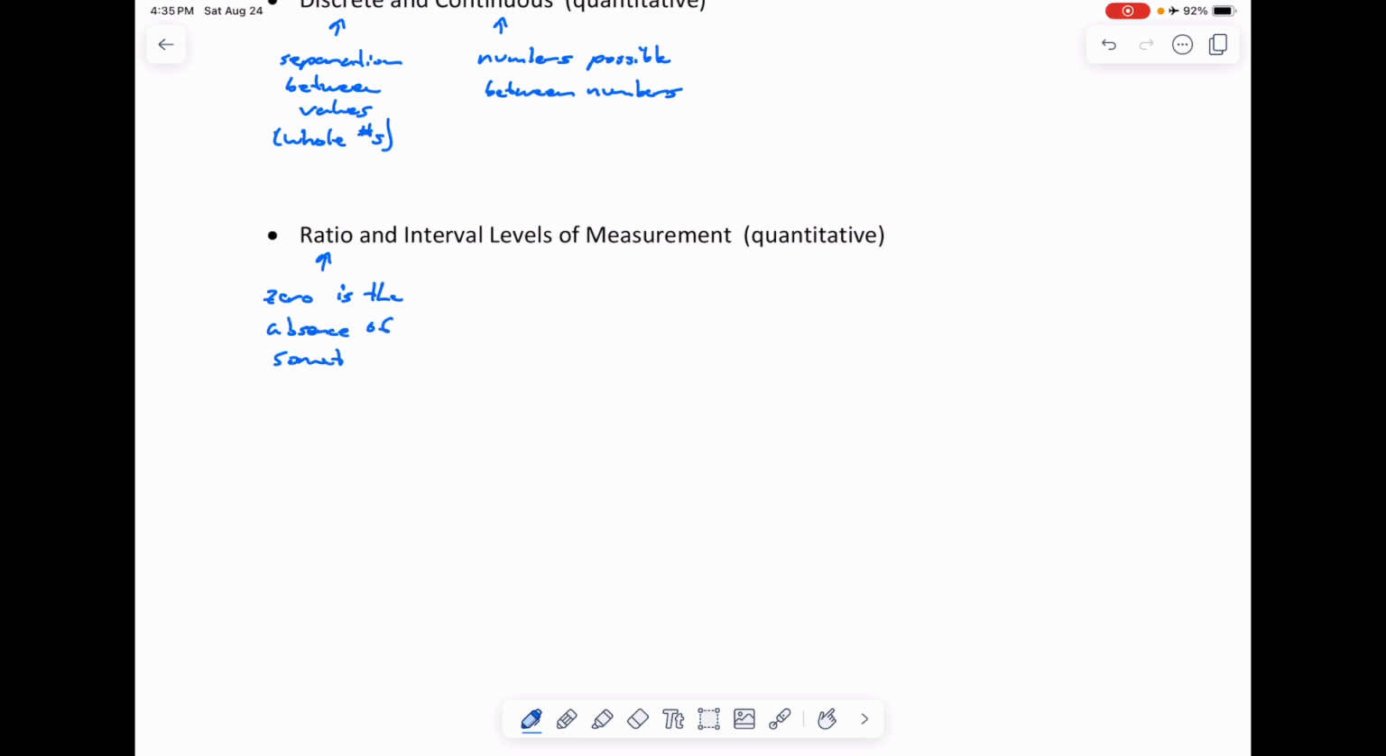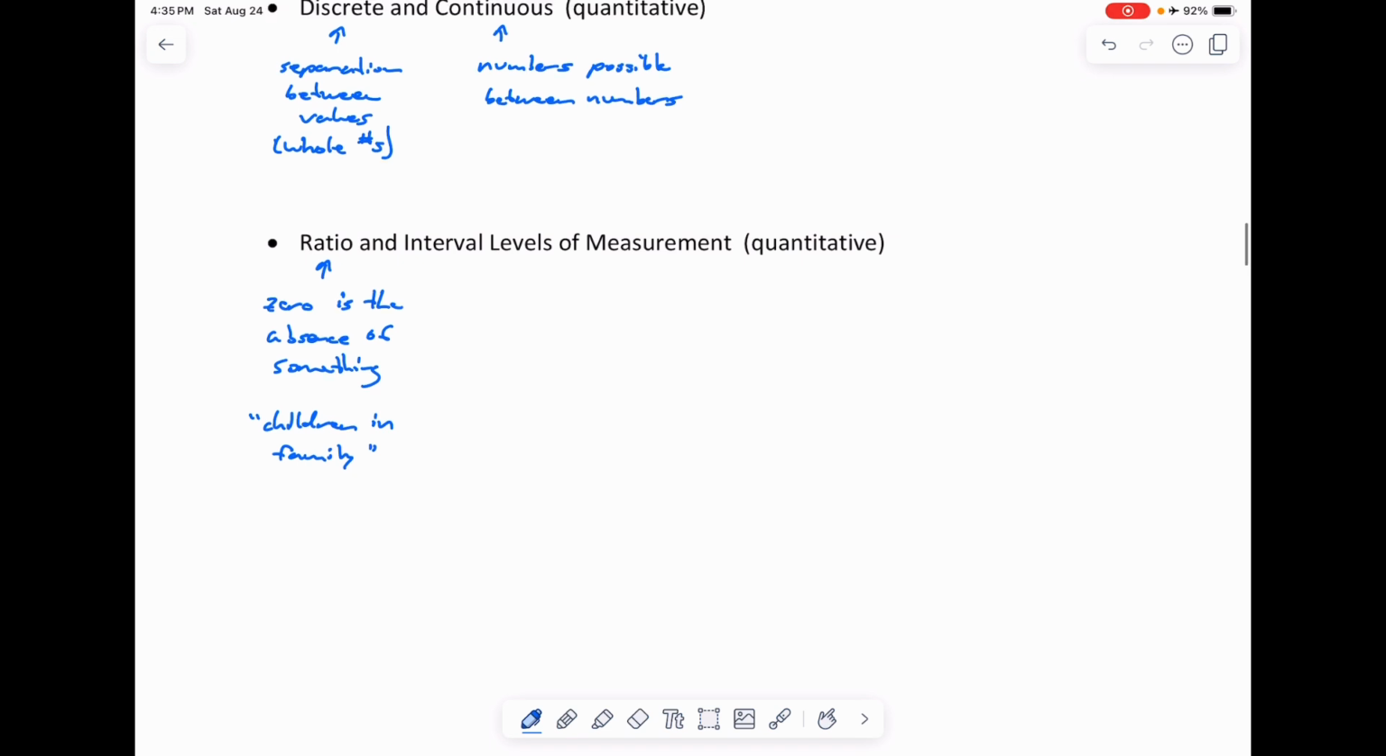So for example, if I am asking people how many children are in your family. Maybe I'm trying to get demographics of a city or something. I want to know how many children are in a typical family. 0 would mean there are no children, right? There's an absence of children. Whereas interval levels of measurement simply mean that 0 is just another possible value.